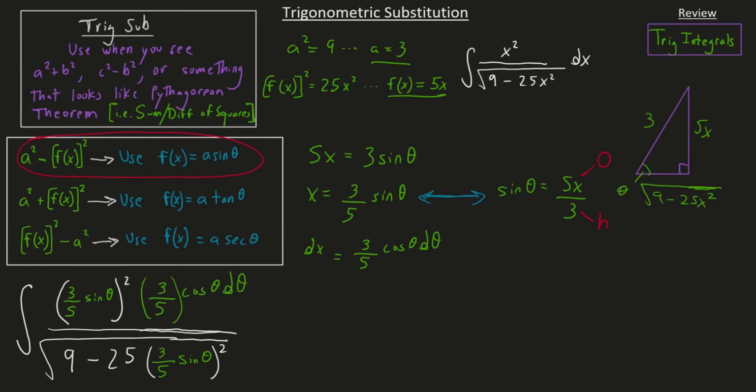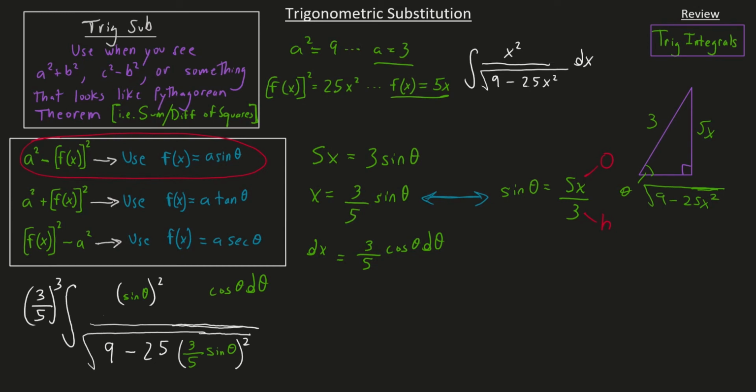So now that we've gotten all of our x's out and our dx out, and all of our thetas are in, including that d theta, now it's just a bunch of algebra that we have to roll with. So first I'm going to get these constants out of here. So this is going to be a 3/5 squared, and times another 3/5, well that's going to be a 3/5 cubed, and I'm just going to bring that outside the integral. That is a constant. So in the numerator, I just have a sine squared of theta times a cosine.